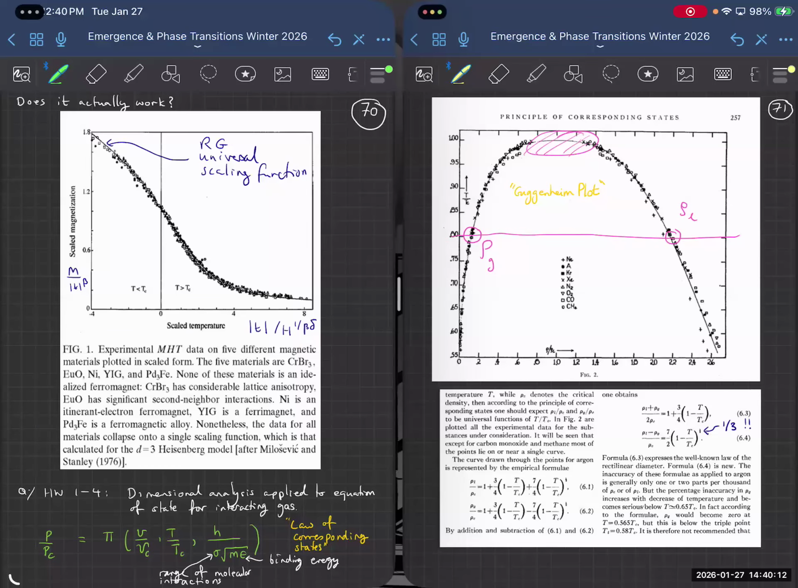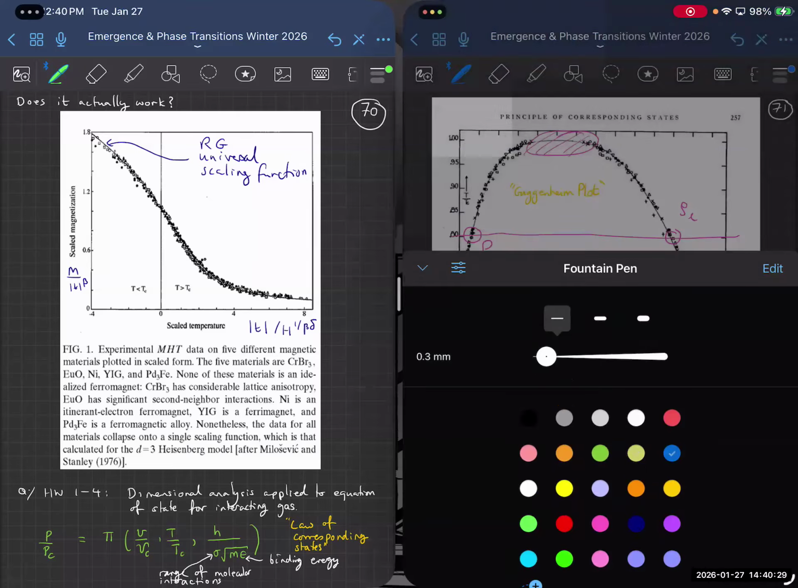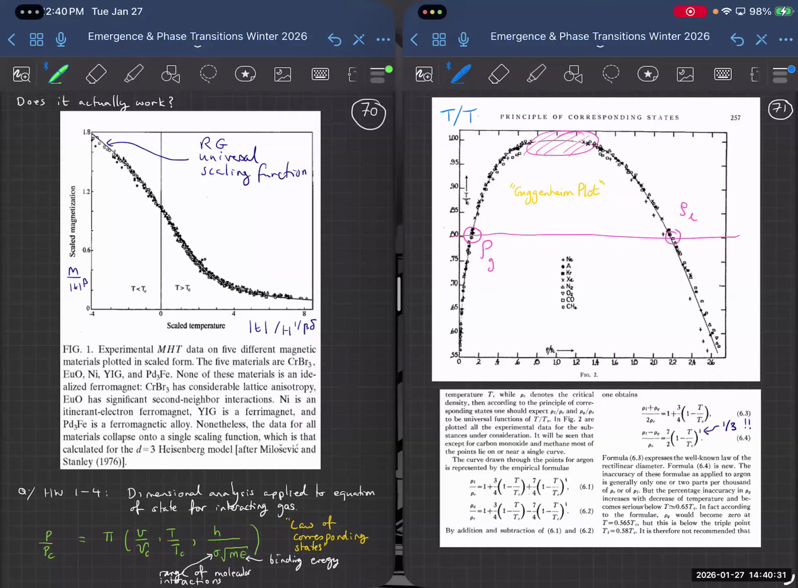So let me tell you what you're looking at here. Here is data collapse, but now this is liquid gas. This is not a magnet. Here's a liquid gas curve. The vertical axis is temperature over the critical temperature, T over Tc. The horizontal axis is rho, the density, over rho c. And the density is the number of particles per unit volume. That's plotted here. And this is below the critical temperature, so down here is T less than Tc.